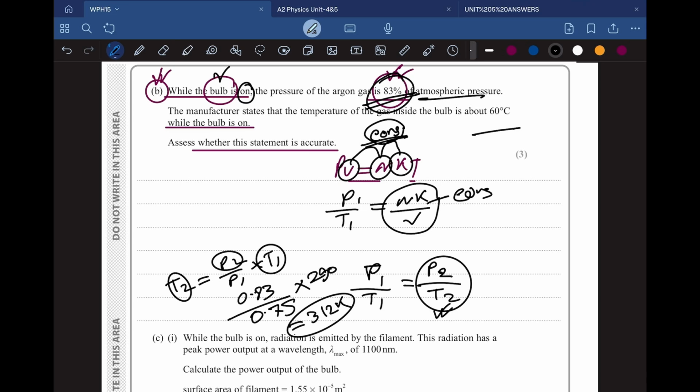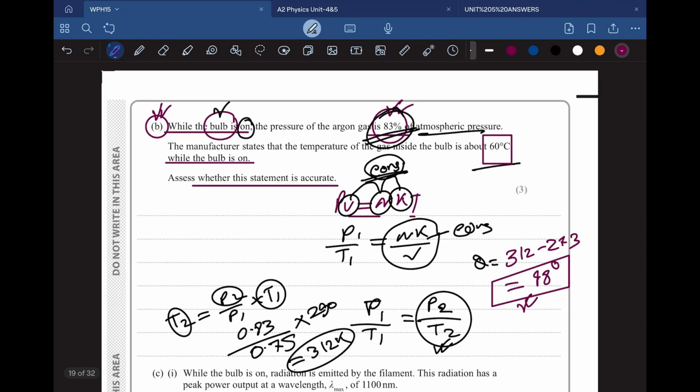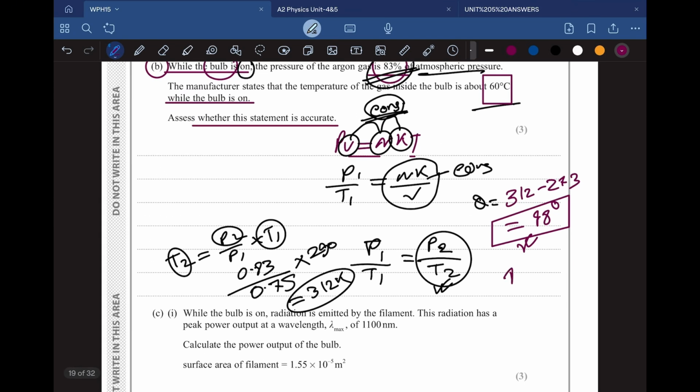So if we convert in degrees, theta is equal to 312 minus 273, which will give us a value of 48 degrees Celsius. Okay, so this degree Celsius is smaller than this, so we can say 48 degrees Celsius is less than 60 degrees Celsius. So the statement is wrong, right?